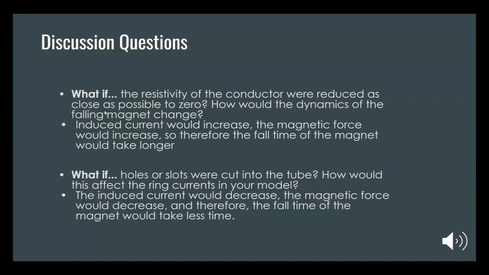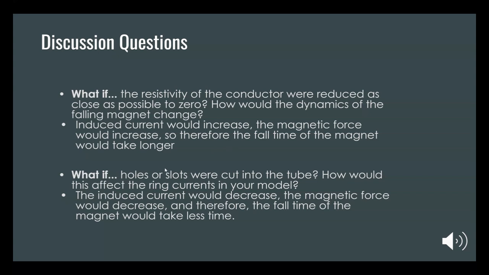And for questions, what if the resistivity of the conductor were reduced as close as possible to zero? How would the dynamics of the falling magnet change? Induced current would increase and the magnetic force would increase, so therefore the fall time of the magnet would take longer.